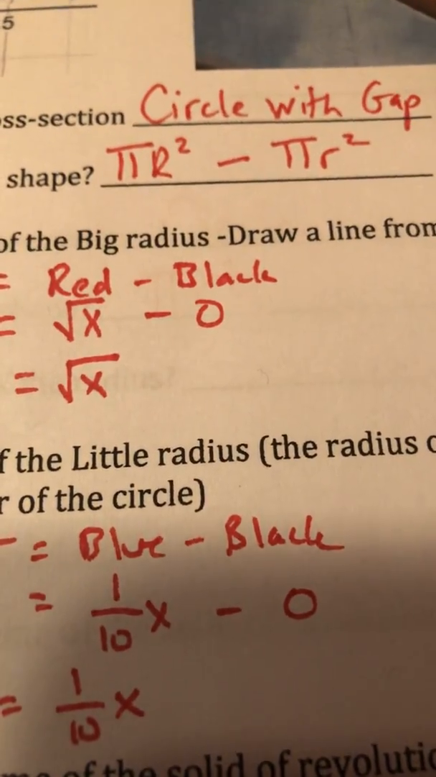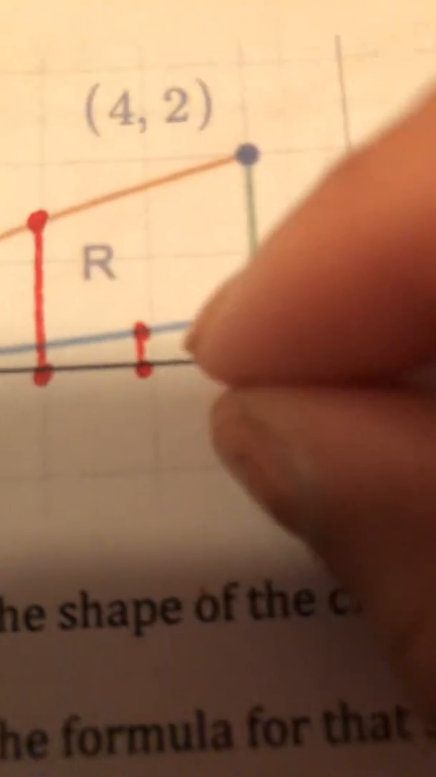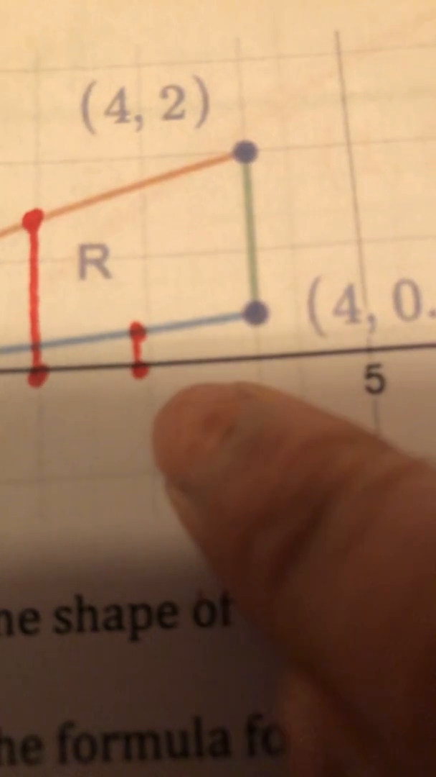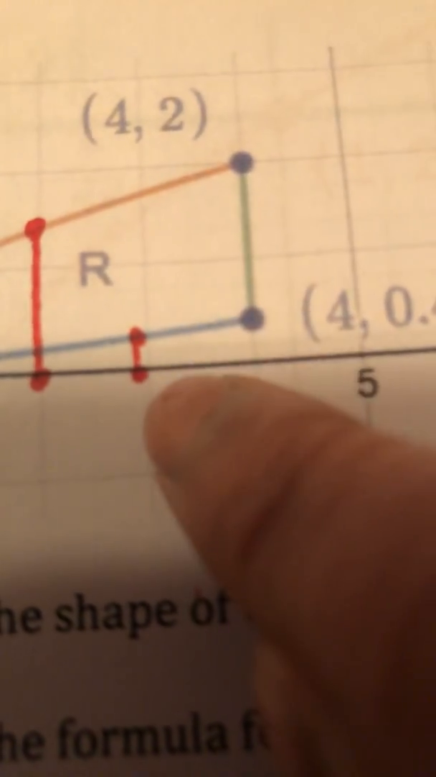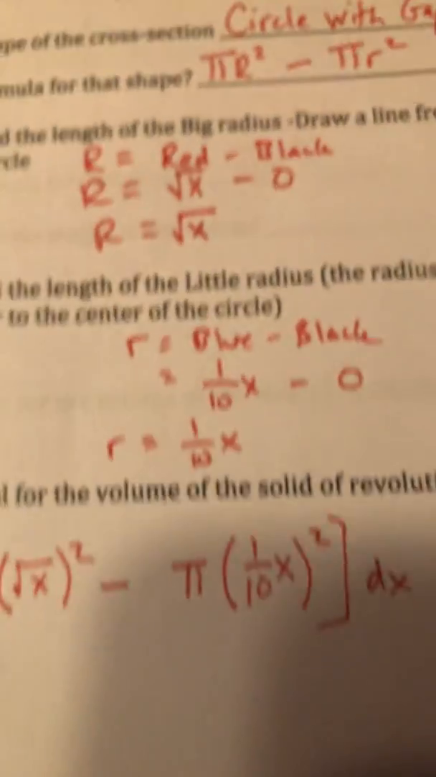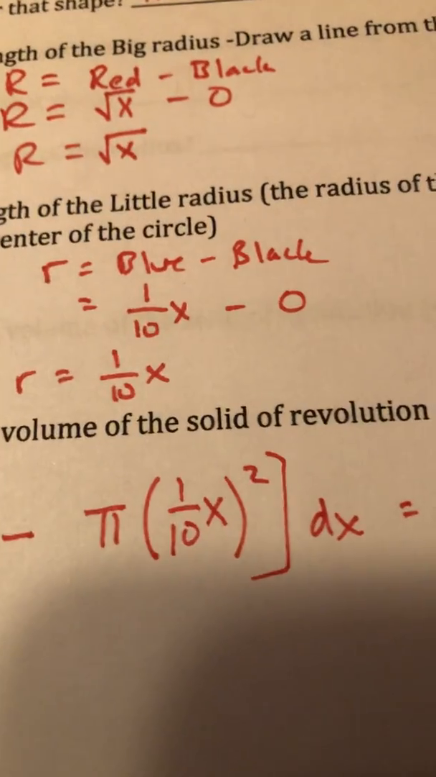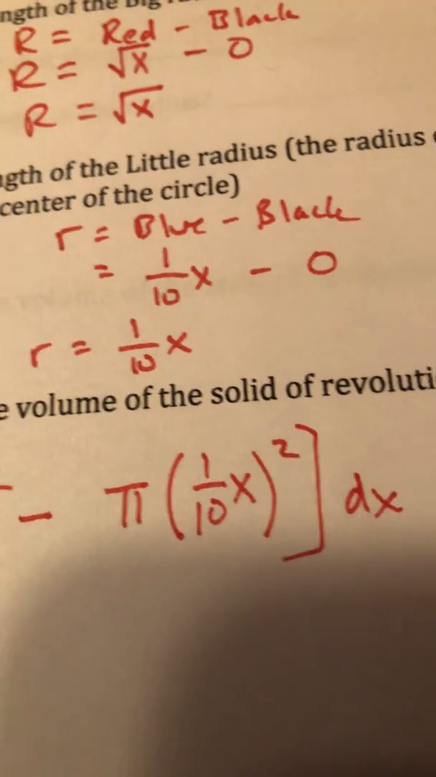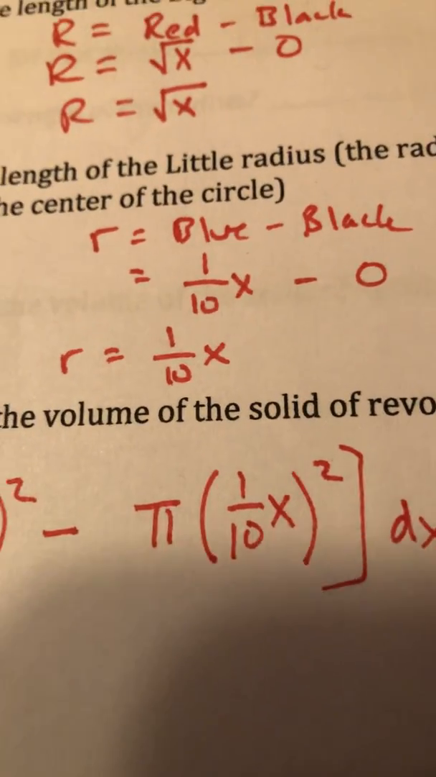And then how do I find the radius of the little circle, the gap circle? That's this cross section when you see it after the rotation. Here's the gap circle right here. Well, it's whatever this line is to the center line. That gap is created by the blue line and the black line. So we're going to do blue minus black. And what was the blue line's equation? Well, it was 1/10 x, and the black line's equation is 0. So the radius of the inner function is 1/10 x.